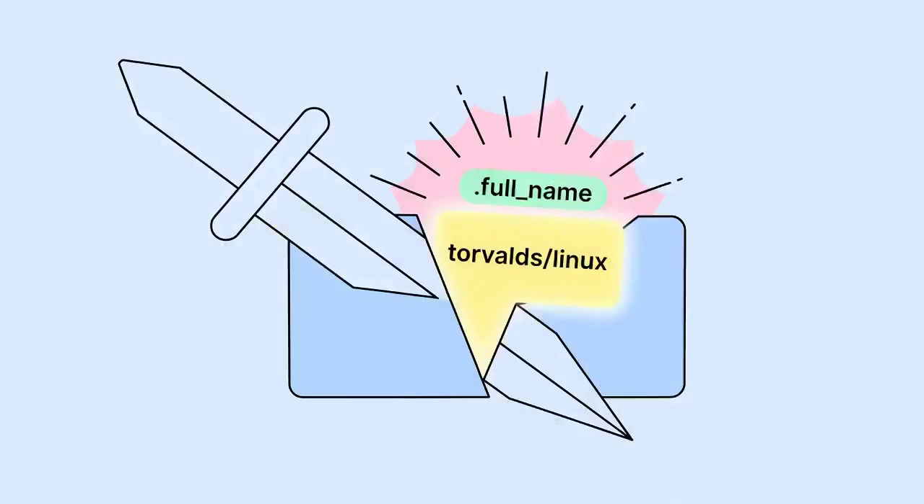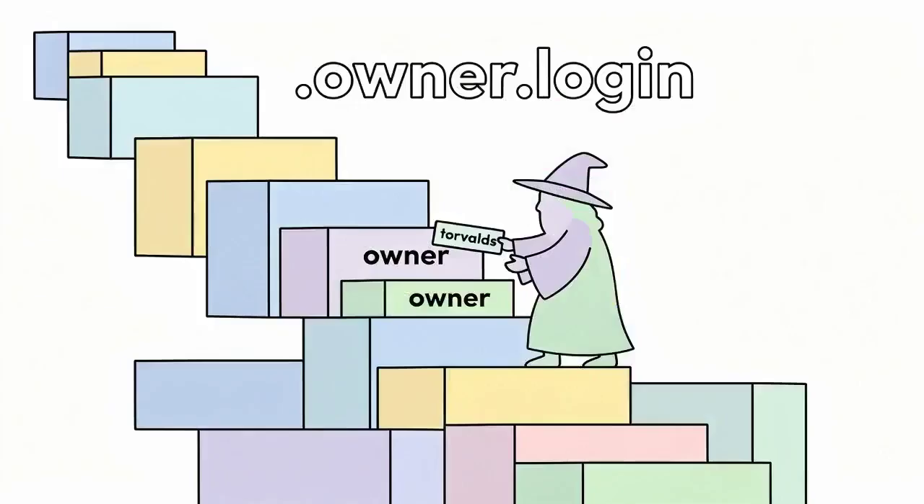First slice. That .full_name returns a clean string, torvalds/linux, the repository's full identity pulled from the JSON tangle. Second slice. That .owner.login dives into nested objects. Owner is a subobject, login is its field, showing how jq walks the JSON tree.